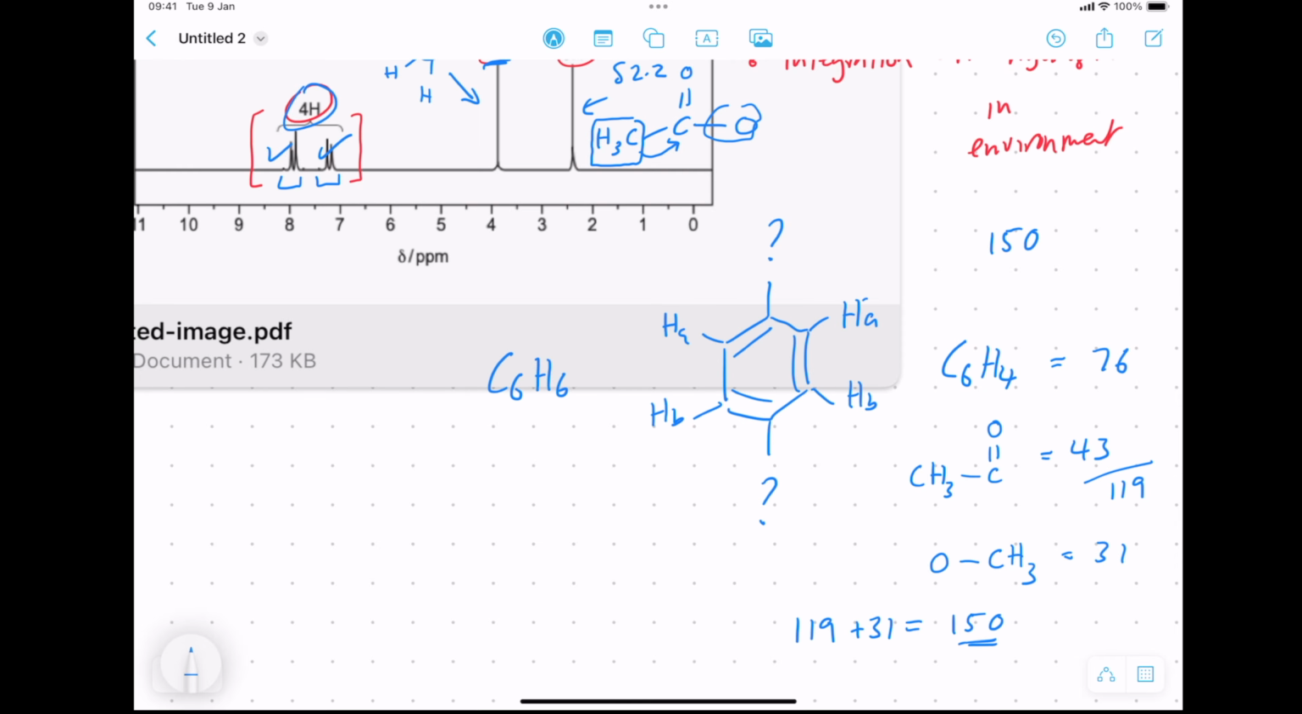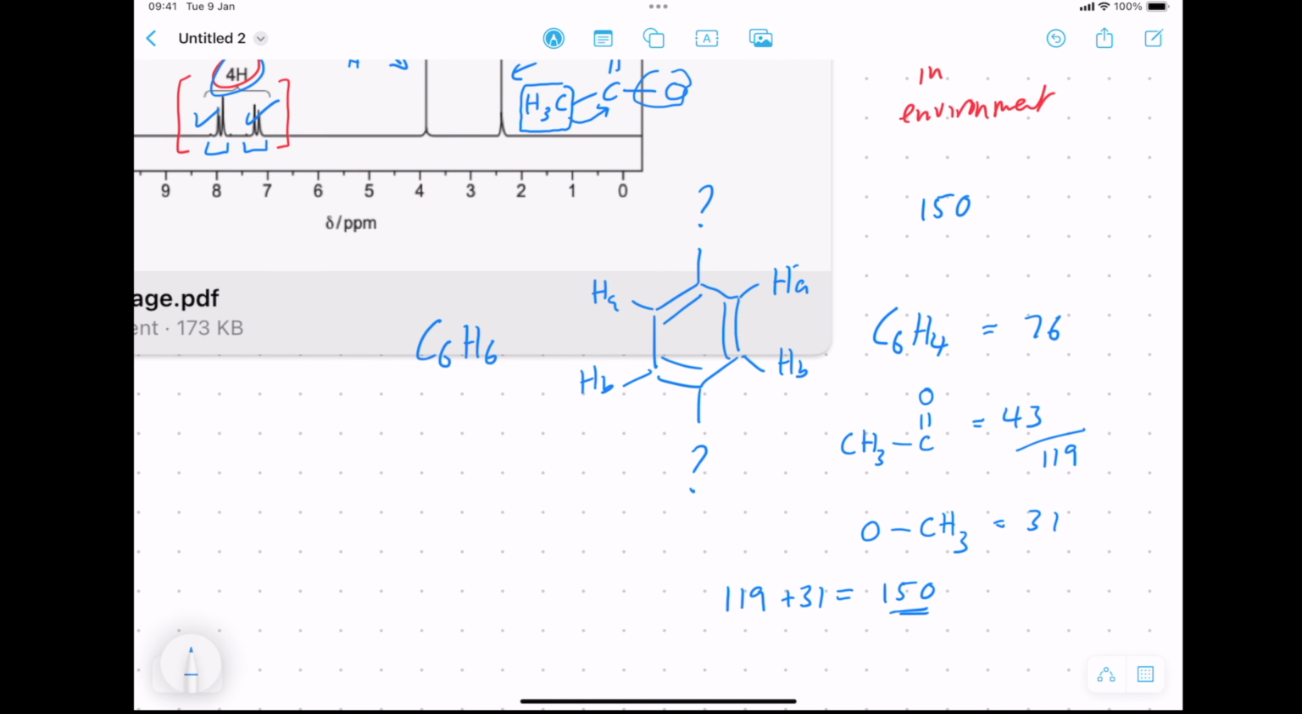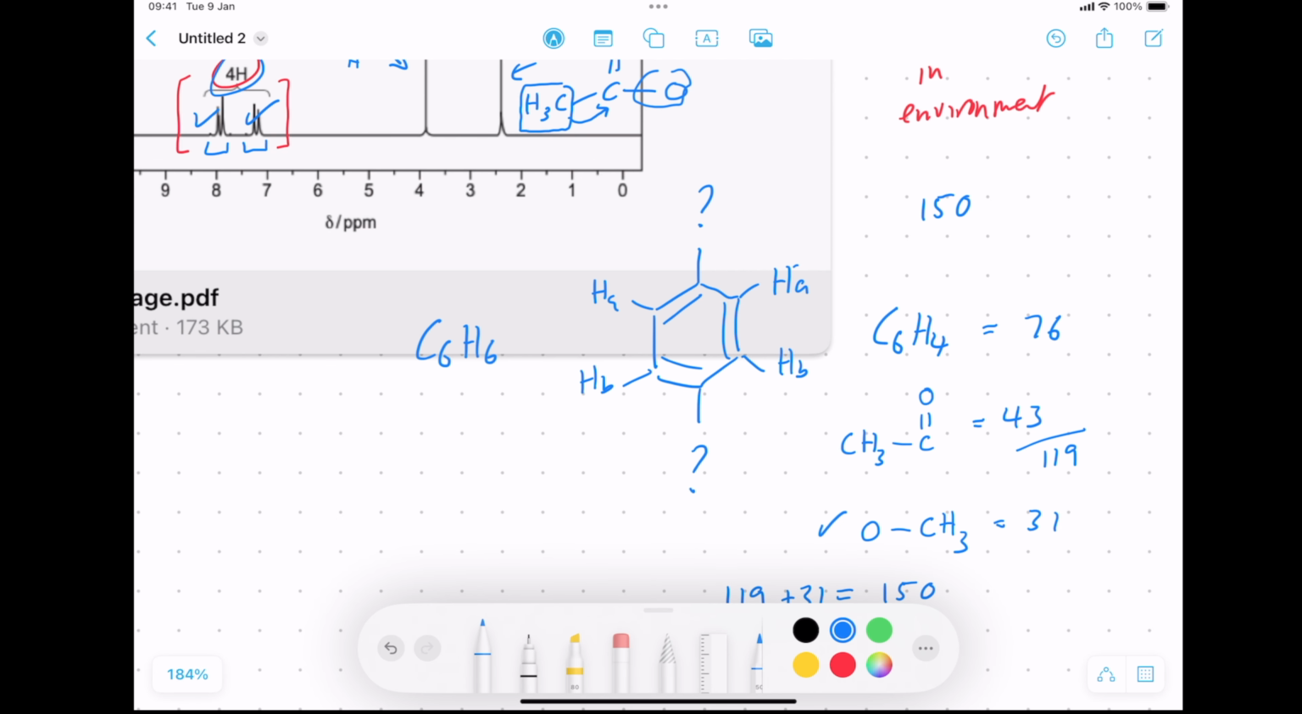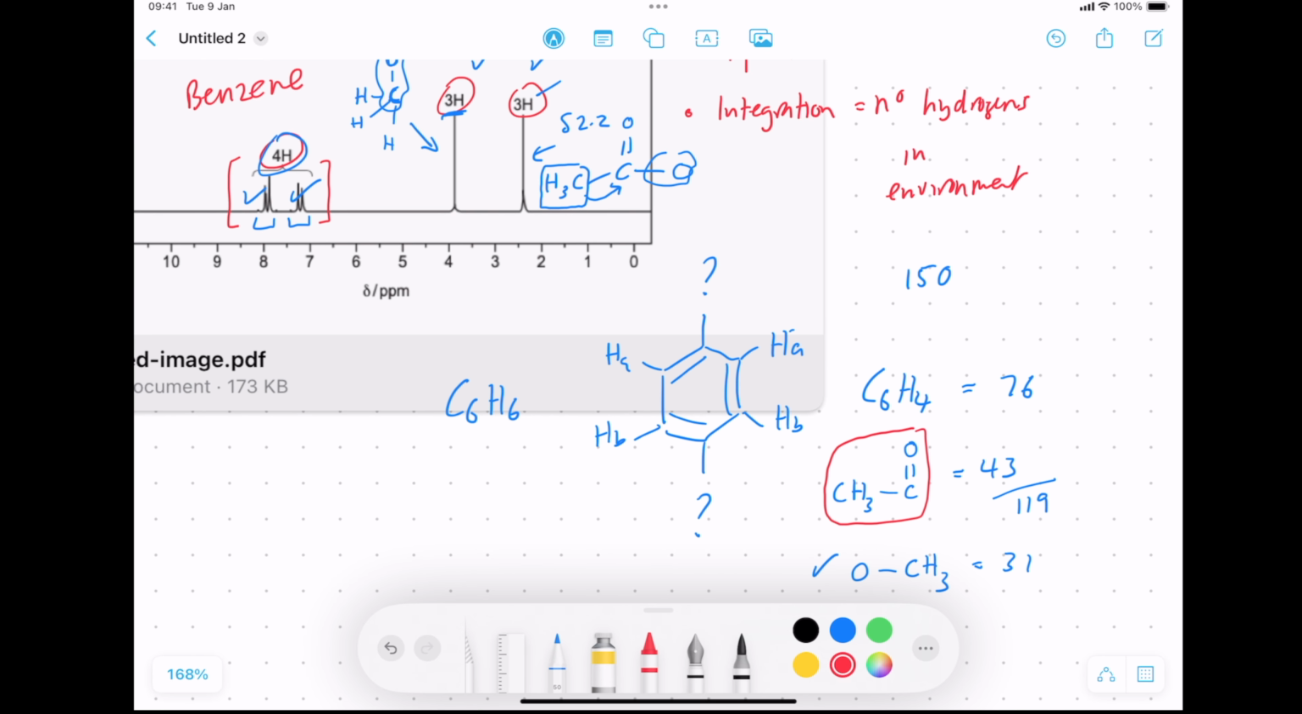So I just need to place them onto the molecule now to get this to work. Now, here's the thing. We've got a CH3 attached to an oxygen, so that's been confirmed, but we've just got a bit of a question mark over this part. So we've got a C double bond O. We know that it's this peak here, but in order for this to work, we've got to have it attached to the benzene ring.